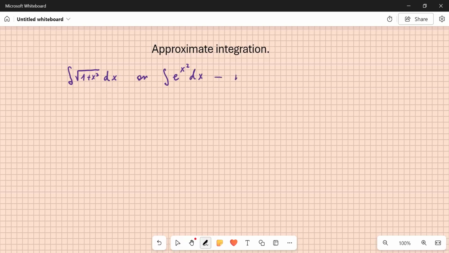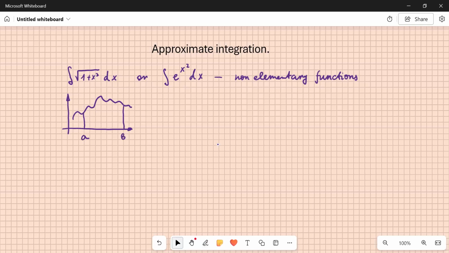So I'm going to label them non-elementary functions. Or maybe somebody was observing a signal on an oscilloscope and he observed that the signal looks like this. And he really wants to find the area under this curve between points A and B, but he does not know what function this is. He doesn't have a formula for the function.